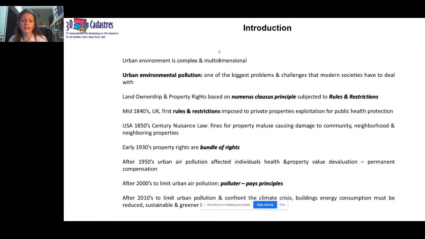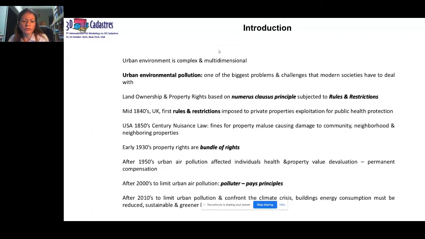In the early 1930s, property rights were considered in respect of the bundle of rights, which means that property rights are not a standalone definition, but come with rules, restrictions and regulations that form this bundle of rights. After the 1950s, as the urban environment was sprawling, urban air pollution was affecting a lot of individuals, causing health problems and property value devaluation. So the first cases of permanent compensation showed up, especially in the United States of America.